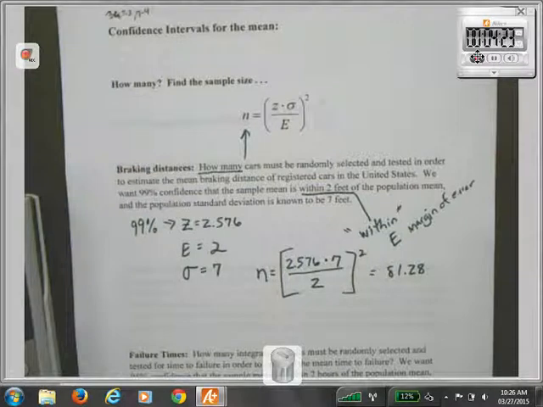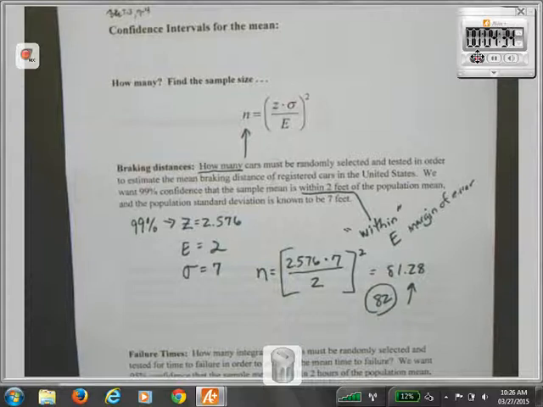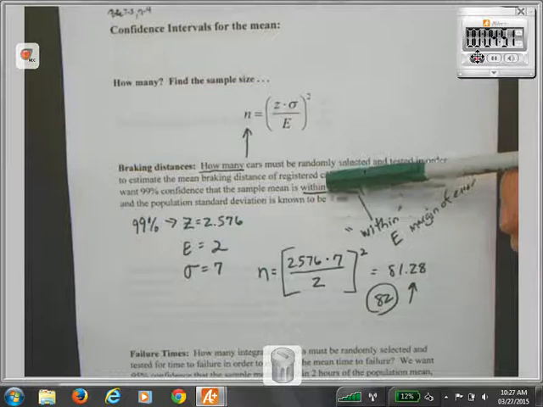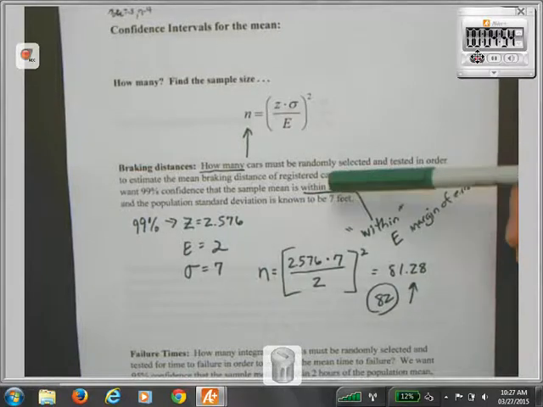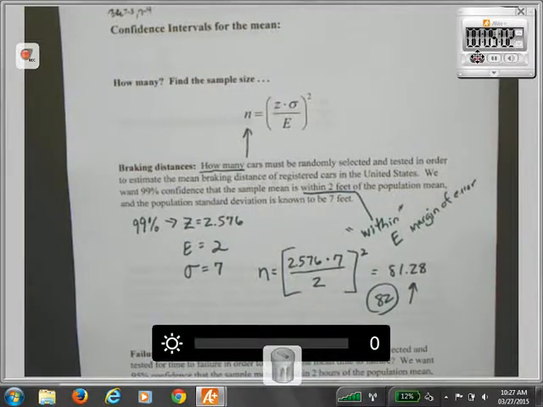We round, always round up. Always round up, so 82 cars. In order to get a 99% confidence interval, we need to randomly select 82 cars. That's not that many, considering that we're talking about all the cars in the United States. And I think it's because this width compared to the standard deviation is pretty big. If we had a smaller width, then this number on the bottom will be smaller, and we'd be dividing by a much smaller number, and therefore that would be a much bigger number.